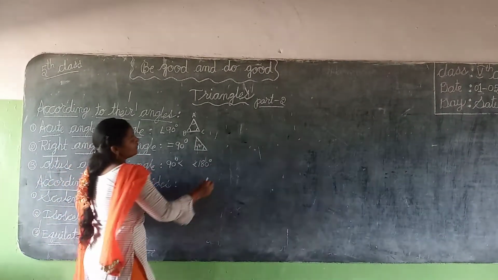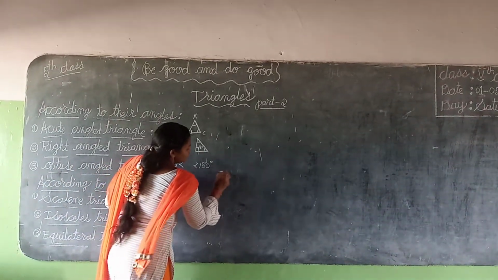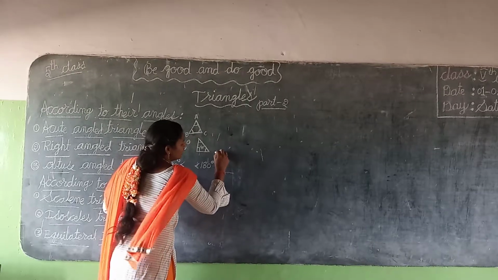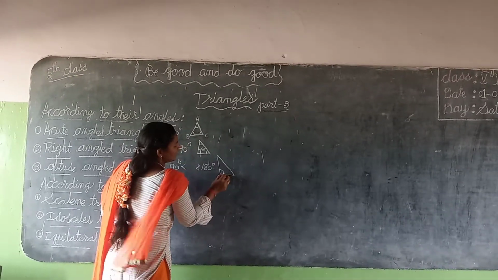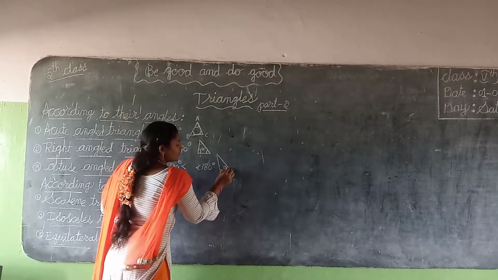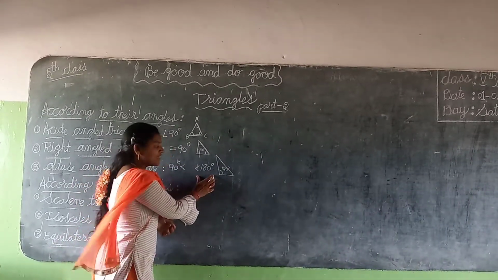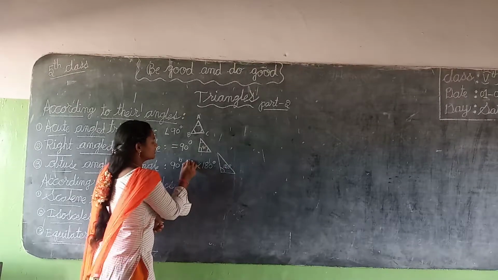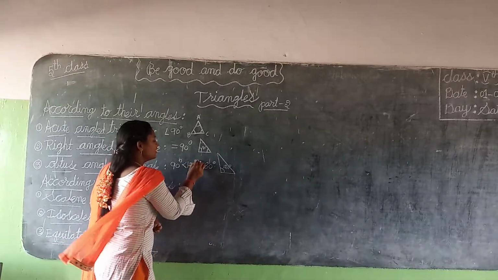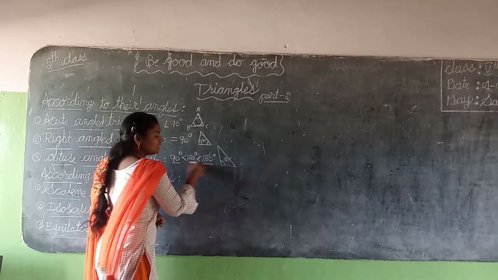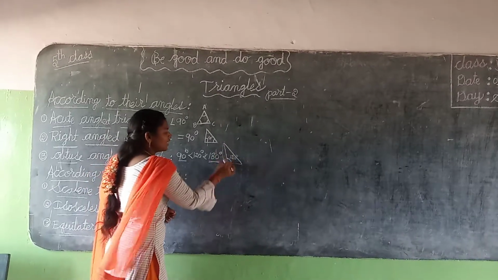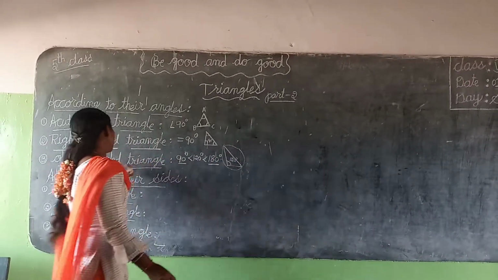Next, the third one is the obtuse angle triangle. What is an obtuse angle triangle? If one angle in the triangle is more than 90 degrees and less than 180 degrees, for example 120 degrees, then this triangle is called an obtuse angle triangle.